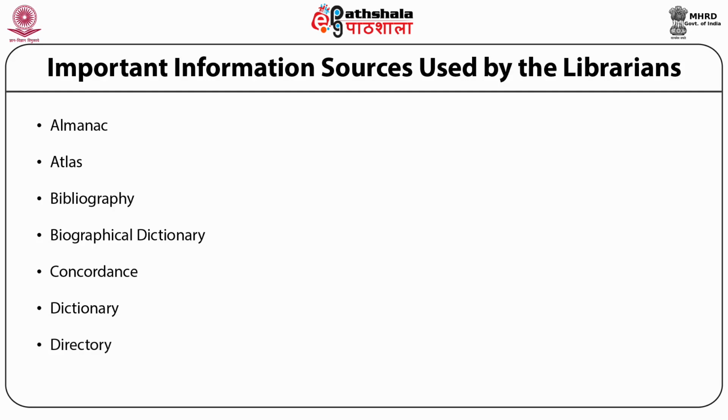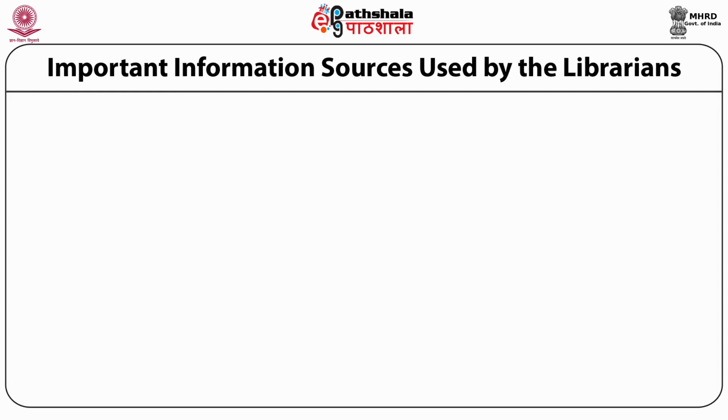We have directories too. Directory lists names and addresses of individuals, companies, organizations, and institutions. For example, Encyclopedia of Associations. Another source, encyclopedia. Encyclopedia covers knowledge and branches of knowledge in a comprehensive manner and provides broad survey of a topic written by specialists. For example, World Encyclopedia. Then we have the gazetteers. Gazetteer is a dictionary of geographical places, not exactly maps. For example, Webster's New Geographical Dictionary.